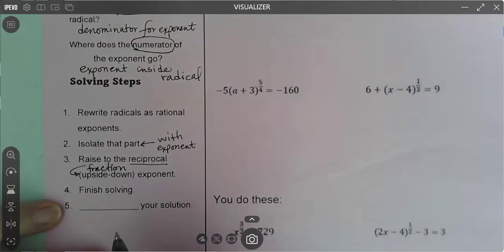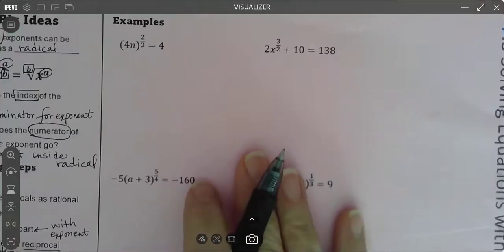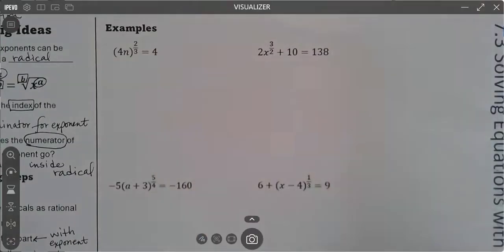Anytime you have equations, it's a good idea to check your solution. You would substitute your final value into the original equation and verify that your equation is true. Here I have 4 examples that I'm going to work, and then I ask that you do the bottom 2. You can pause and work on those and then turn the video back on to check yourself. So here I've got 4 problems.